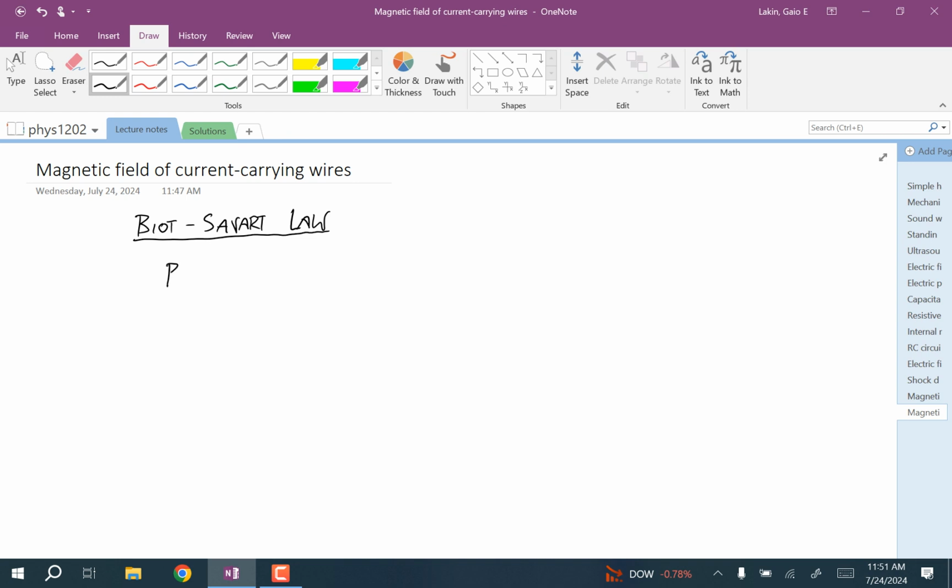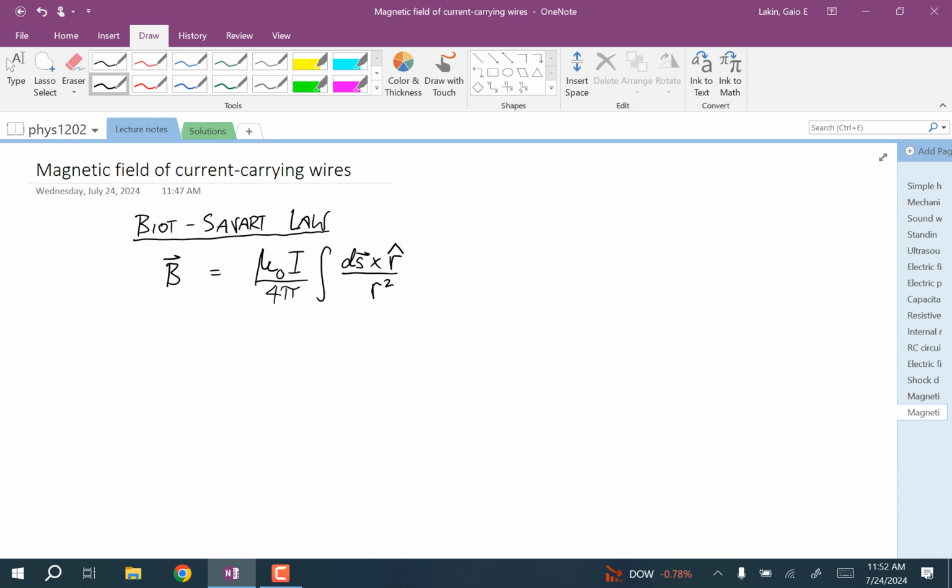But this law says that the magnetic field that's produced is equal to a constant, mu sub 0, times the current divided by 4 pi, and then times this big integral that involves vectors. So the integral of ds crossed with an r vector, this unit r vector, divided by r squared. You don't have to worry about what this stuff means.